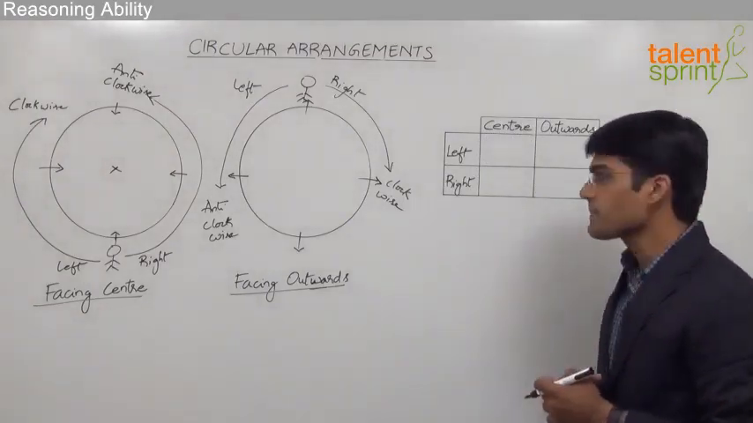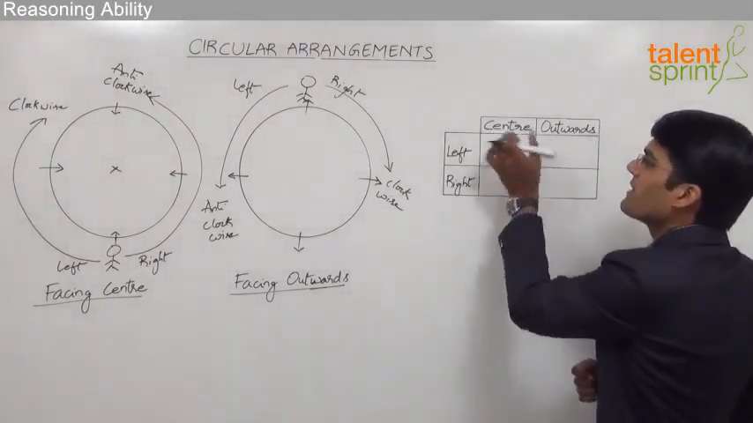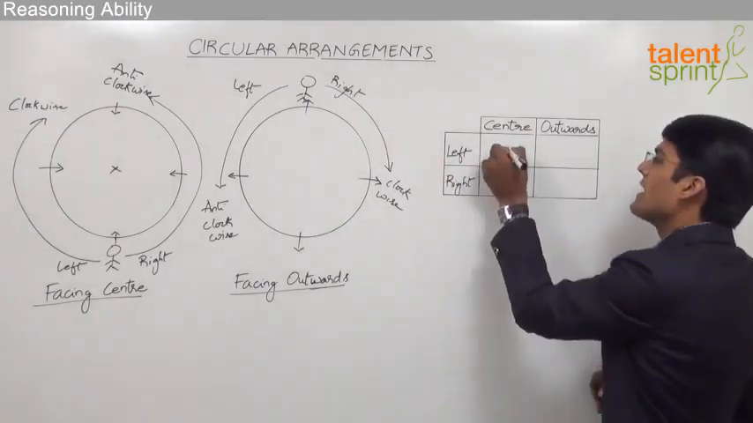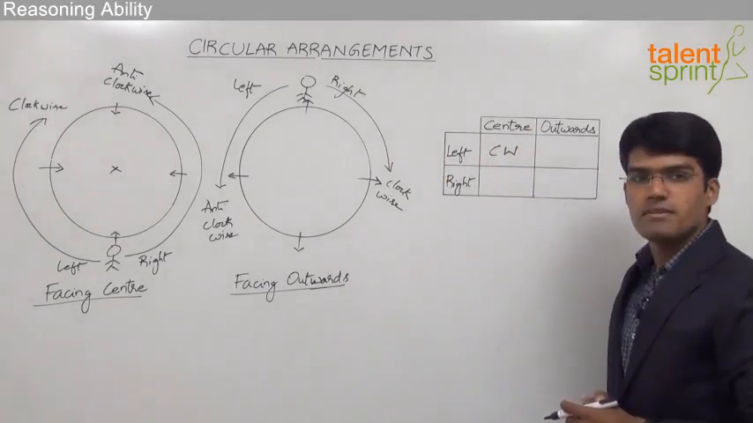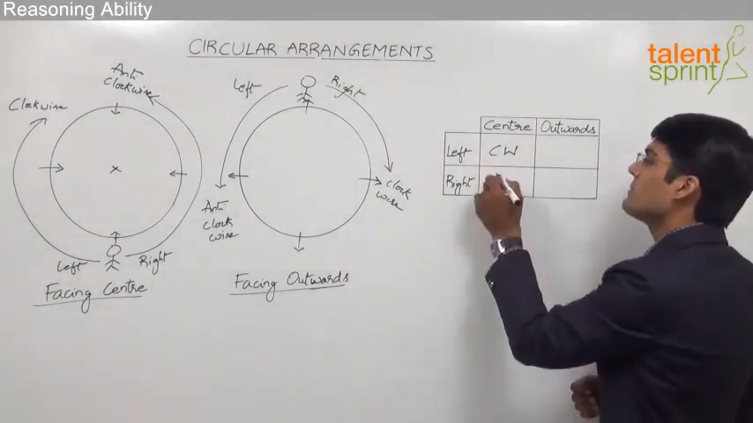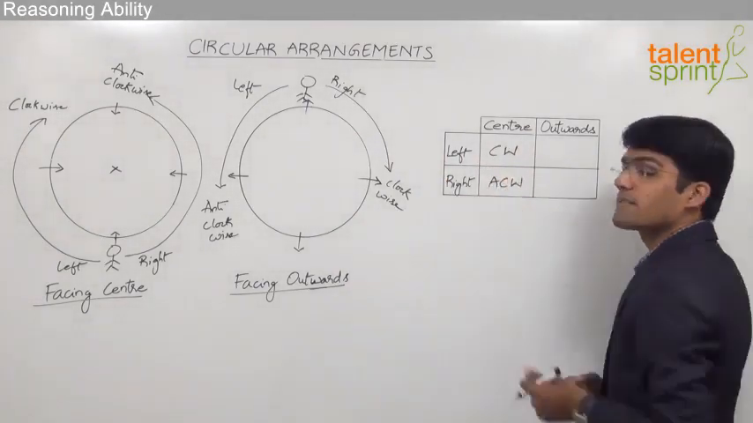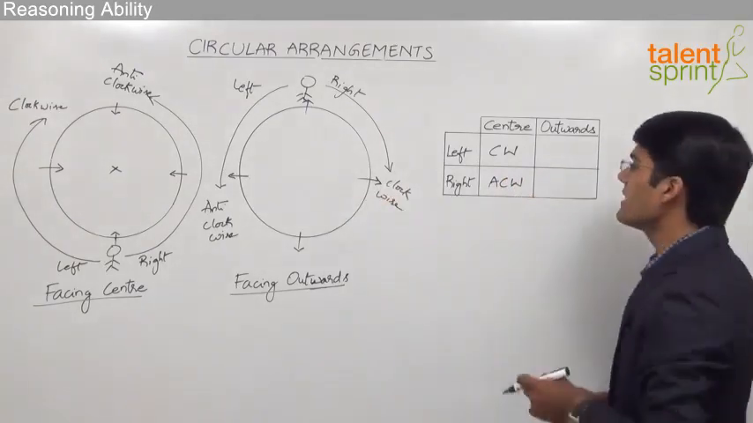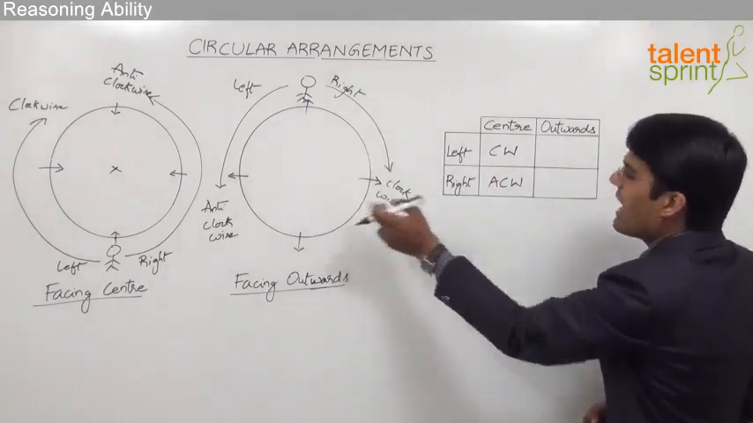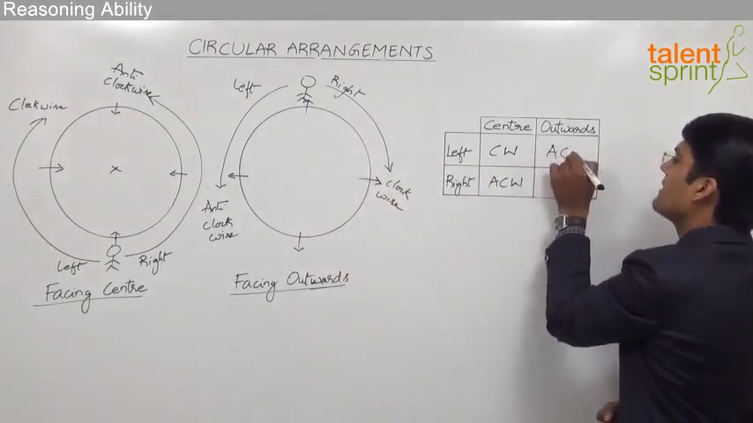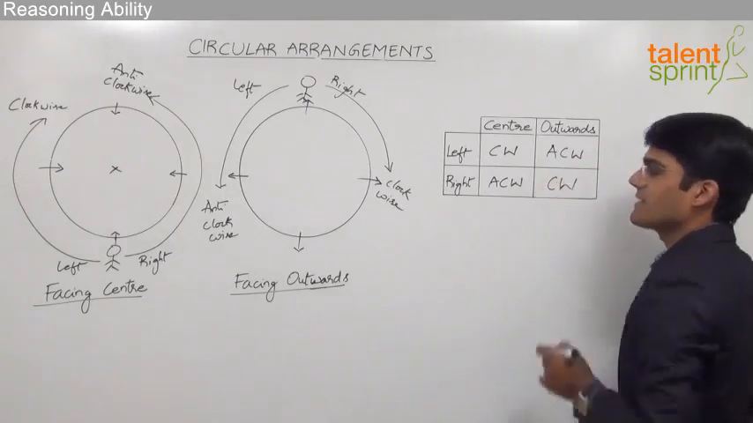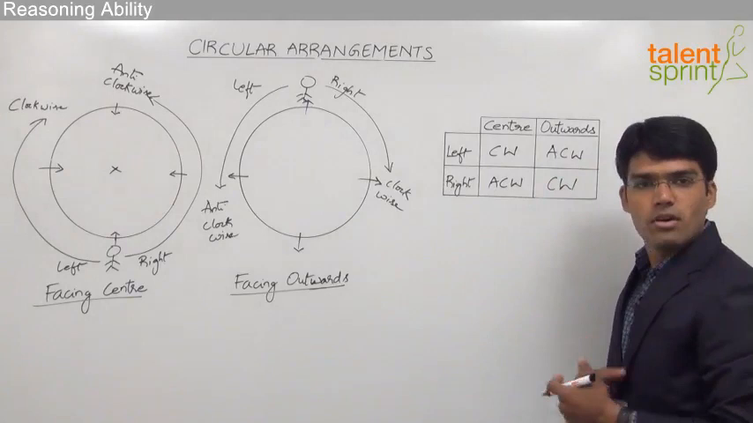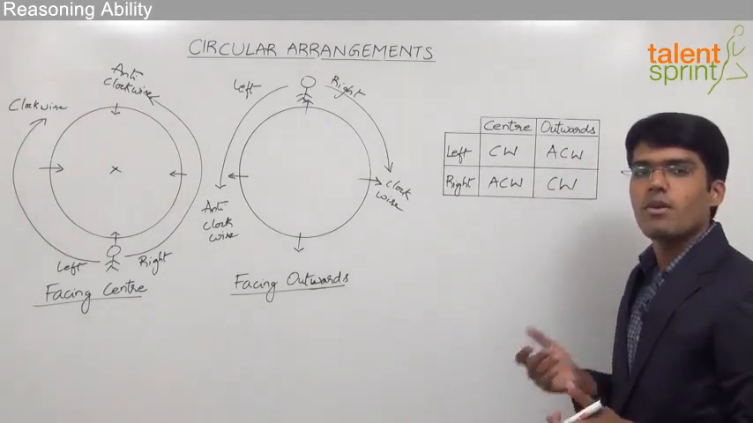Now as we have already learned, when a person is facing center, left of the person should be taken in clockwise direction. So we can say that the left of the person is in clockwise direction and the right of the person should be in anti-clockwise direction. Similarly, when a person is facing outwards, as in the second case, the left of the person will be in anti-clockwise direction and the right of the person should be in the clockwise direction. So with the help of this table, we can always understand what should be the left or right of a person when he is facing center or outwards.